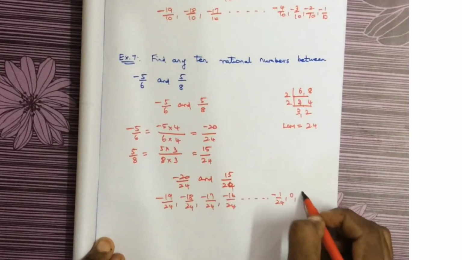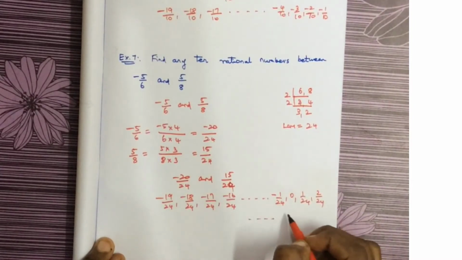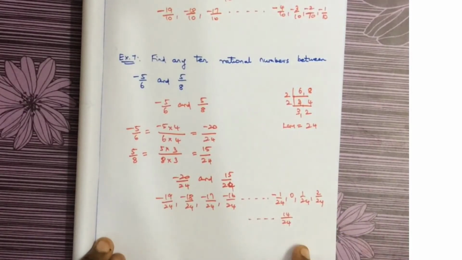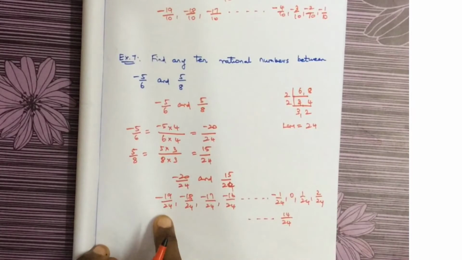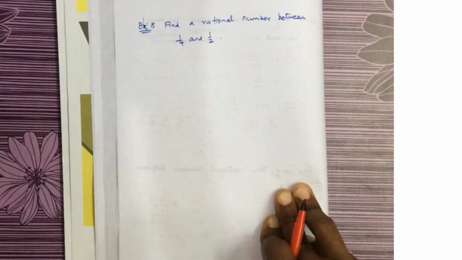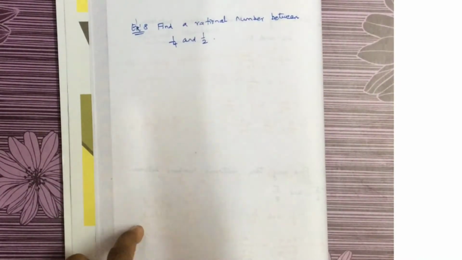24, 0, 1 by 24, 2 by 24, and it goes on up to 14 by 24. So we can take any 10 rational numbers between minus 19 by 24 and 14 by 24. The next problem is find a rational number between 1 by 4 and 1 by 2.